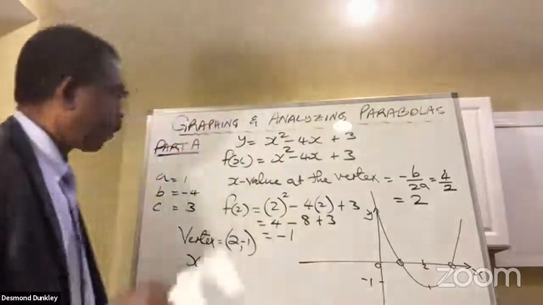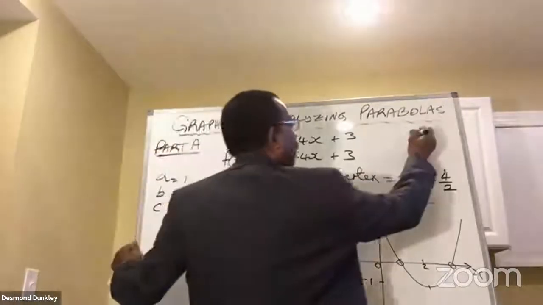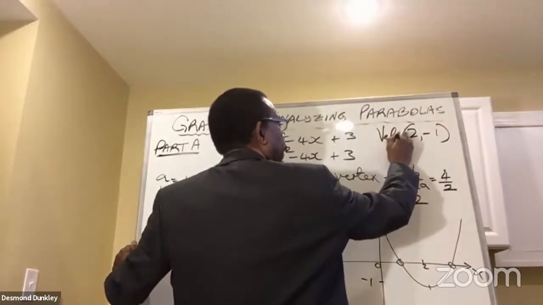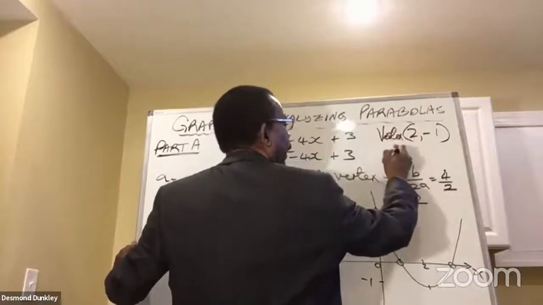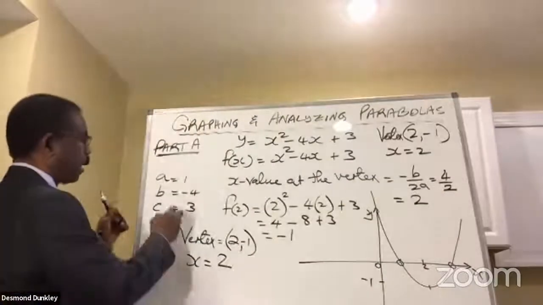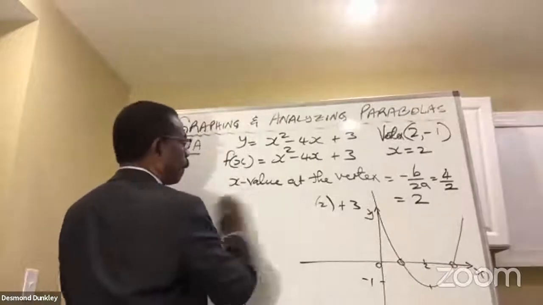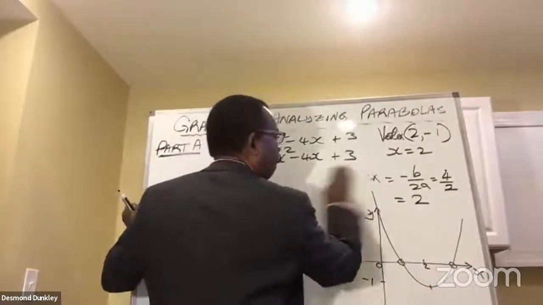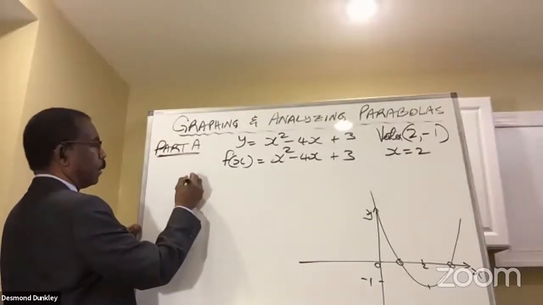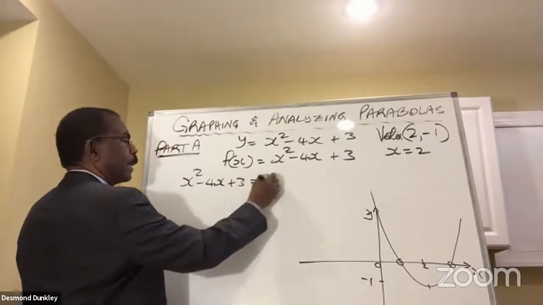Good, so let's go to work. Let's make it happen. So I'm going to put right here, the vertex we determined was (2, -1), and the axis of symmetry is x equal to 2. So let's see if we could work on solving to get the x-intercepts. Okay, so x squared minus 4x plus 3 equal to 0.